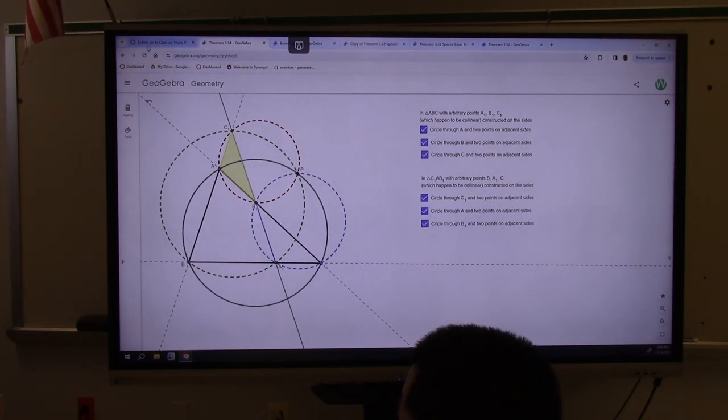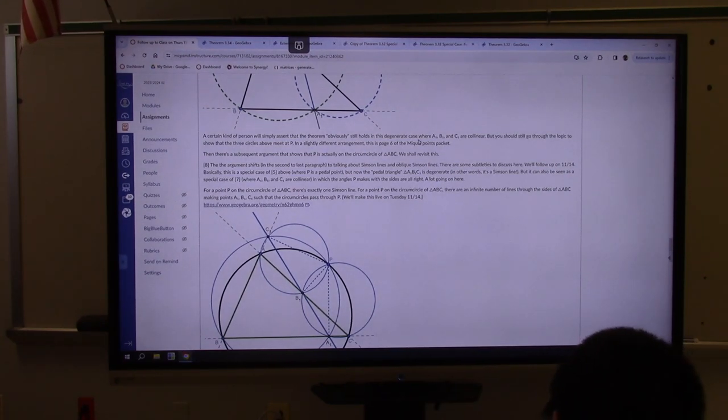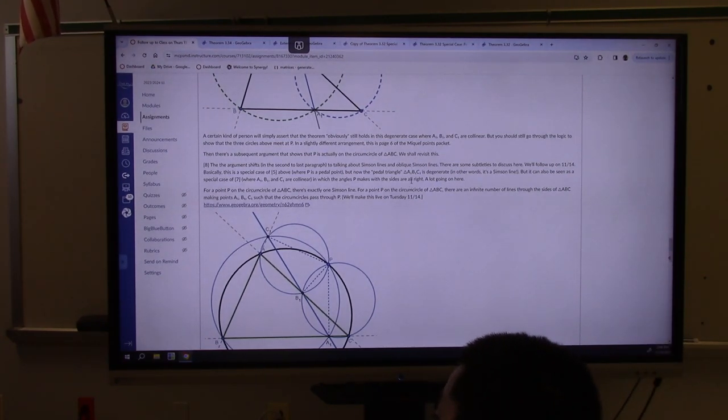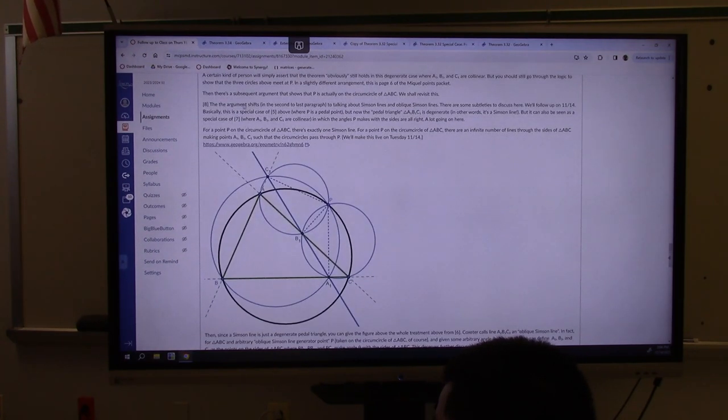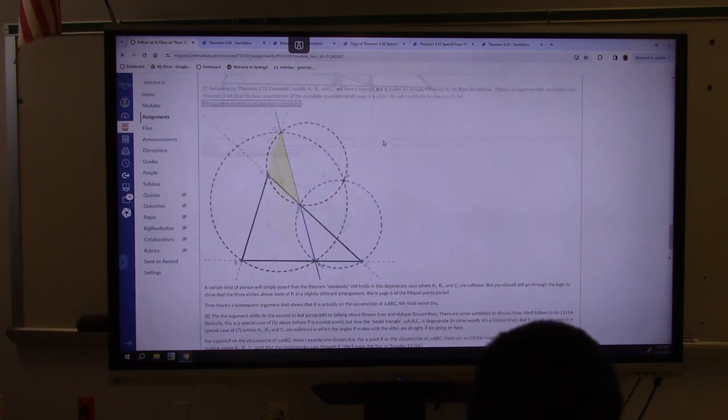Okay, because now, seemingly out of nowhere, but it doesn't make sense in his weird Coxeter brain to start talking about Simson lines now. Because kind of the flow is there, you have to just be very, very up on things to see it. Here we are. The argument shifts in the second last paragraph talking about Simson lines and oblique Simson lines. Okay, so the Simson line, as Alexei was just asking about, is kind of a special case.